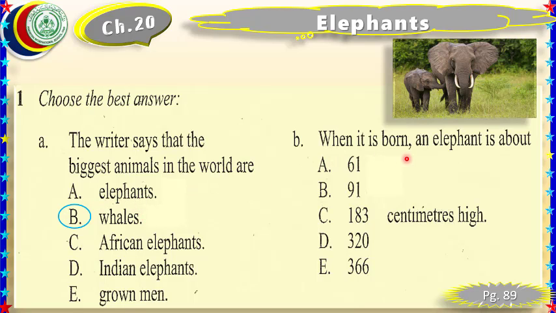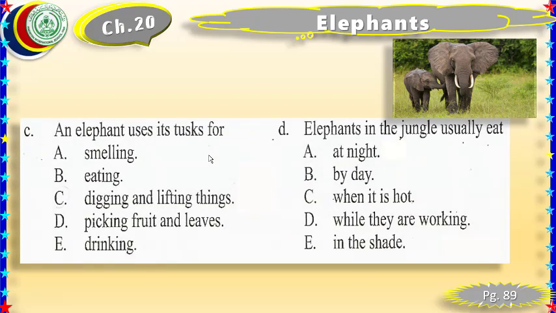When it is born, an elephant is about 91 centimeters high. An elephant uses its tusk for what? For digging. Tusks are long teeth. Elephants in the jungle usually eat at night.